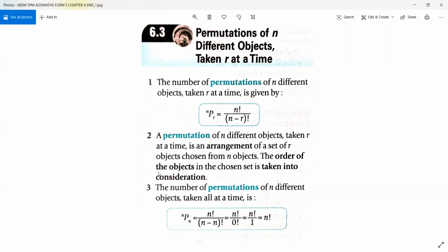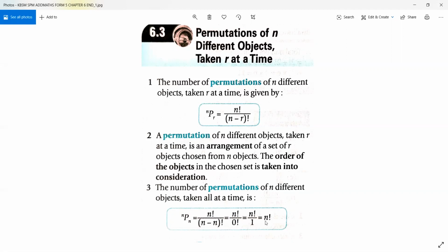So the order of the objects in the chosen set is taken into consideration. In permutation, we need to know the order so that we know how to do the arrangement. The number of permutations of n different objects taken all at a time is nPn. This one is for all at a time. So n factorial over (n minus n) factorial, so n factorial over 0 factorial, so n factorial over 1. So the answer will be n factorial. This is all at a time.